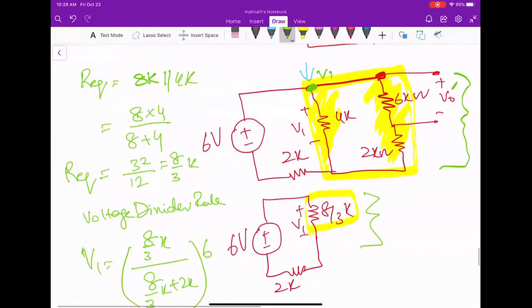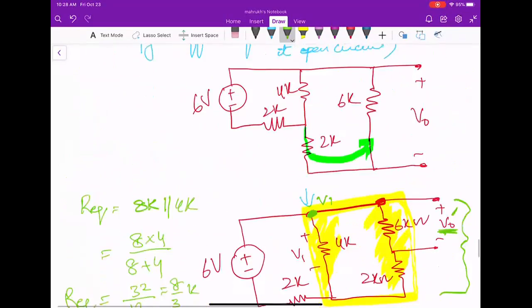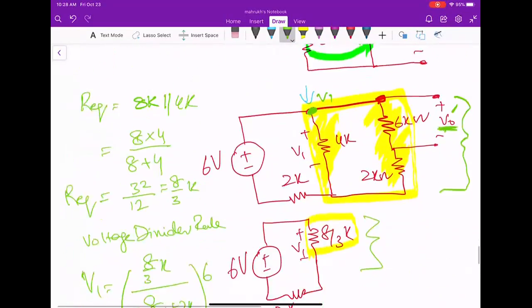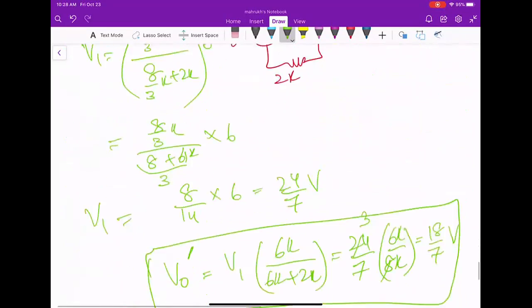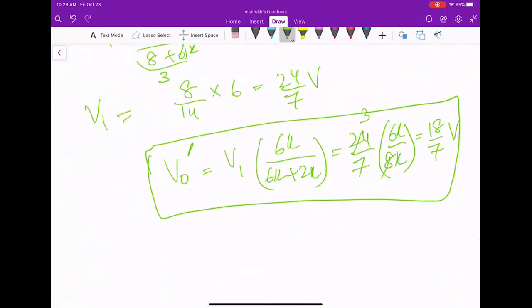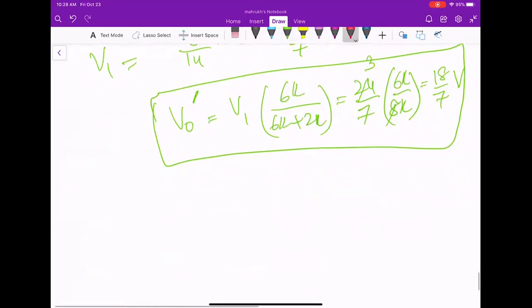V naught dash is what I'm supposed to calculate. This will be the voltage that I will be getting, and this will be the voltage that I will be finding out after nullifying the effect of the other source. So now I know V naught dash is 18 by 7 volts by open circuiting the current source, or nullifying the effect of the current source.